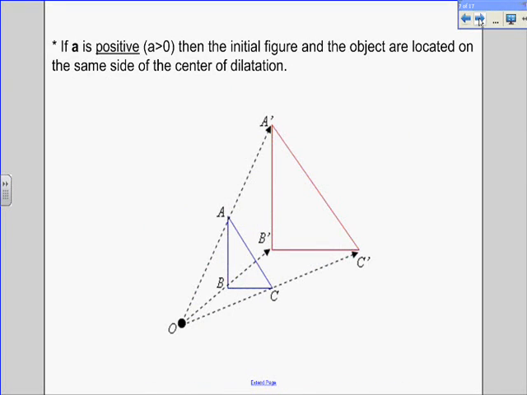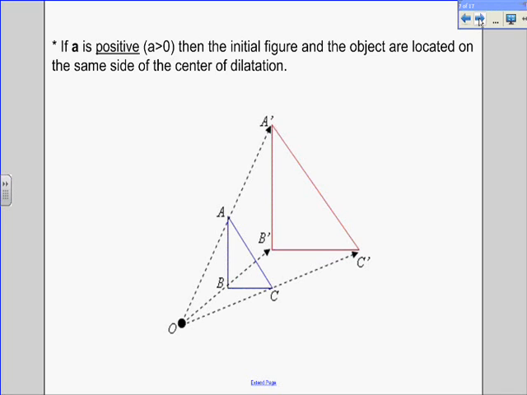And now we're going to look at two other cases. The thing to be aware of is that the three previous cases, a between 0 and 1, a equal to 1, and the absolute value of a greater than 1, can all occur with these two possibilities. That's why we were talking about the absolute value.